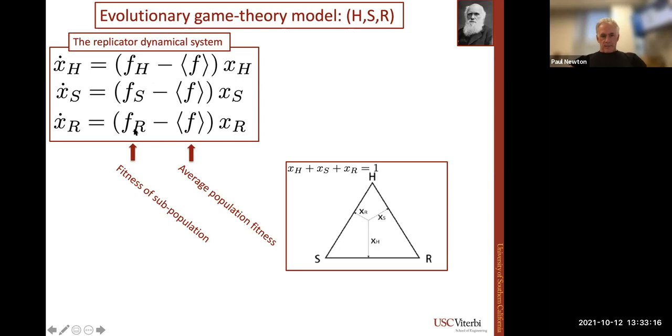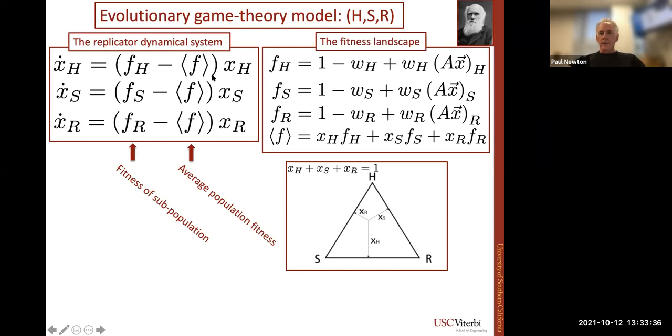So what this system says is if the fitness of the subpopulation is above average, then that subpopulation is going to grow exponentially. And if the fitness of that subpopulation is below average, it's going to shrink exponentially. And that's basically the replicator system. But the thing is, these are all coupled, and they're coupled based on how you define the fitness landscape.